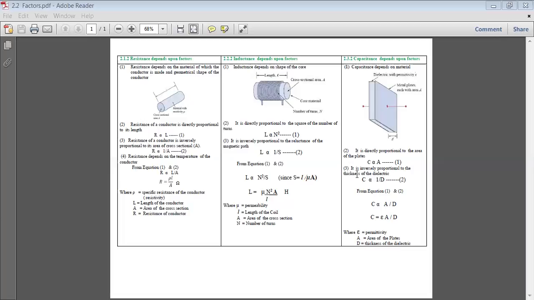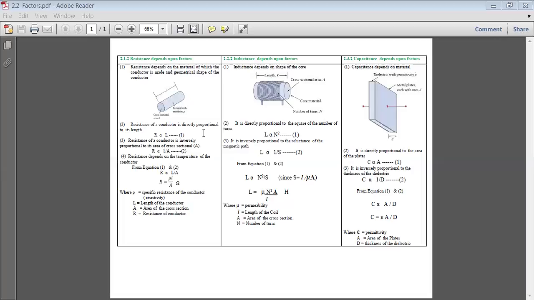It depends upon the shape and material. So what kind of material we are taking is very important for us. And the second thing, the resistance of a conductor is directly proportional to its length. Always it is directly proportional to length. This will be equation 1.